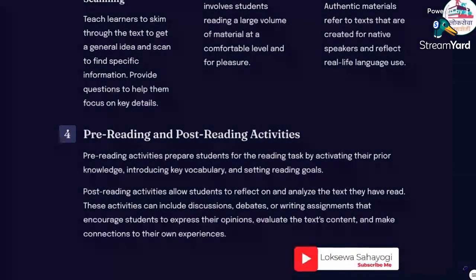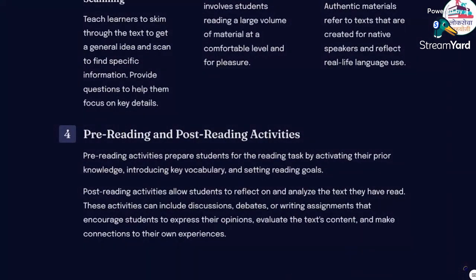These activities can include brainstorming, prediction exercises, or discussions related to the topic of the text. By building connections between the students' existing knowledge and the text, they develop a stronger foundation for reading comprehension. Post-reading activities allow students to reflect on and analyze the text they have read.